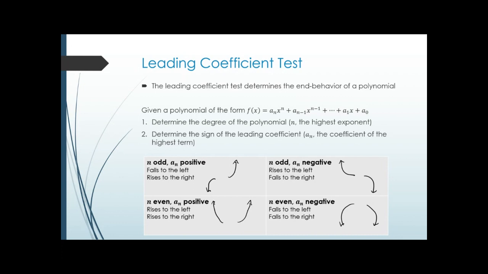And the same thing happens if you have an even degree. If the coefficient is positive, it opens up, so both sides rise. And then if that coefficient in front is negative, then it opens down, and both sides fall, essentially, if you were to describe it in words.